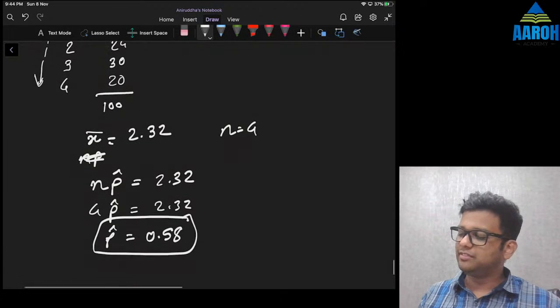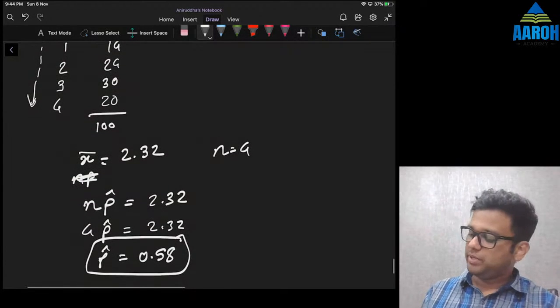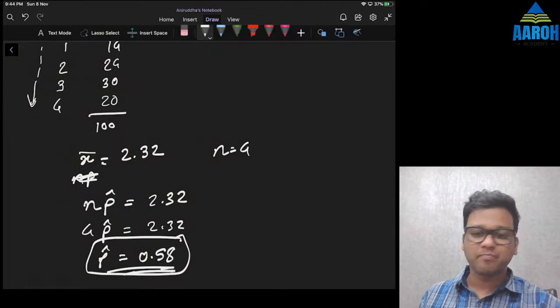Rishuraj, 232. Did it turn out like Vaibhavi's? Again, p hat should be 0.58.